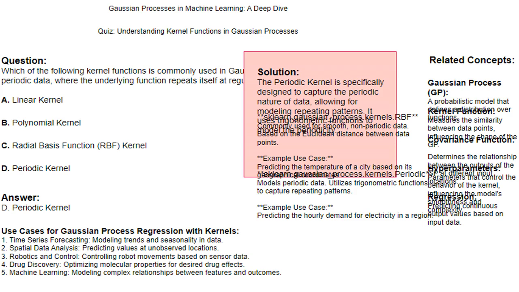Kernel function: measures the similarity between data points, influencing the shape of the GP. The kernel function in a Gaussian process is the key to capturing the relationships between data points. It measures how similar two data points are based on their input features.